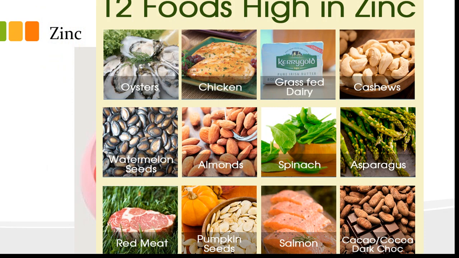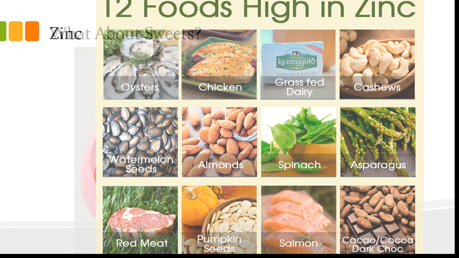Here we go. Oysters are very high in zinc. In fact, I was taking a supplement of zinc, and it came from oysters. Look at that, grass-fed butter, yes. Cashews, asparagus, spinach, almonds, watermelon seeds, interesting, red meat, pumpkin seeds, salmon, and cocoa, yay, dark chocolate, hooray. As long as it's not highly processed. If you've ever eaten a cocoa bean, they're horrible, right? But when they process it, yum. So a little bit, just in moderation.